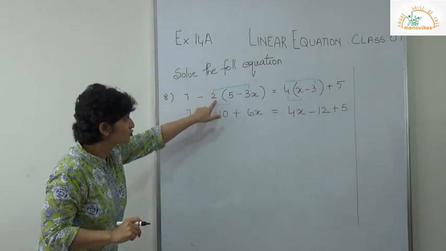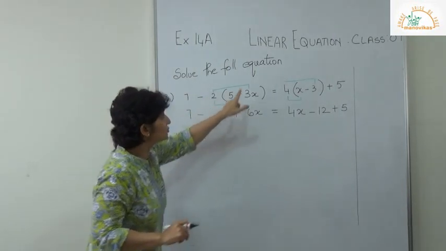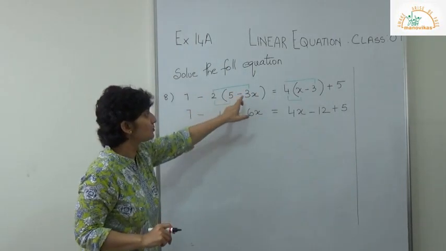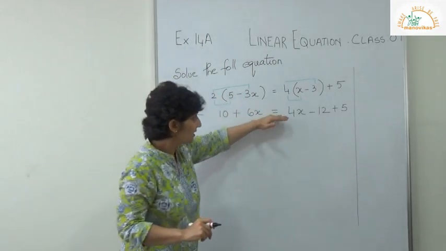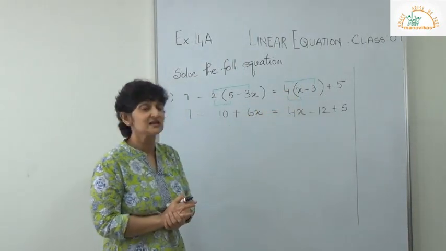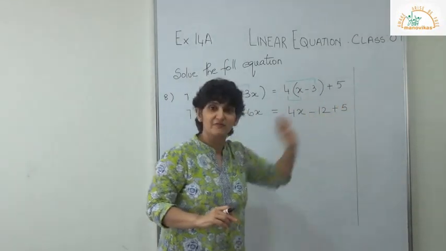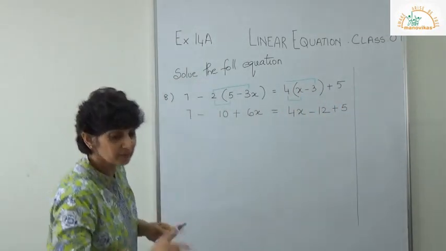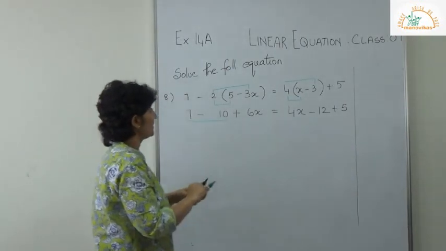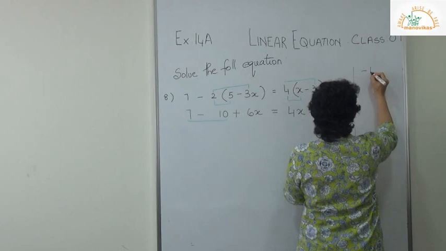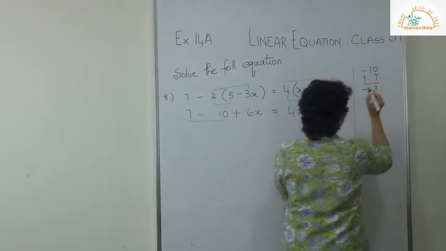7 minus 2 into 5, so minus 10. Minus 2 into minus 3x, so minus into minus gives me plus. 2 3s are 6x. So here equal to 4 into x is 4x minus 4 3s are 12 plus 5. Now let's bring the like terms together. I have these as 1. So that is minus 10 plus 7. That will give me minus 3.